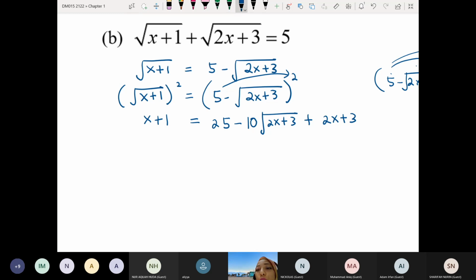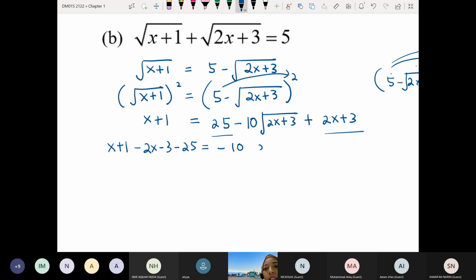Okay, so sekarang kita kumpulkan semua. Kita jangan square dulu. Kita mesti selesaikan dulu. All the constant ini kita kena selesaikan. Bawa pergi sebelah. Ini kita kena selesaikan. Ini kita kena bawa sana. Okay, so sekarang x plus 1 minus dengan 2x minus 3 minus dengan 25. Ini yang bawa pergi belah sini. Ini bawa pergi belah sini.